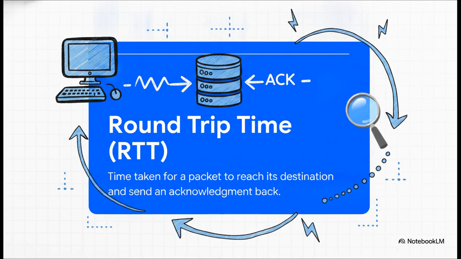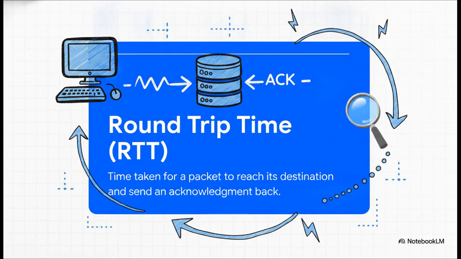But wait, how does the sender actually know how the network is reacting? Well, that brings us to our next crucial concept, RTT, or round-trip time. The RTT is exactly what it sounds like, the duration it takes for that initial data packet to leave the sender, successfully reach its destination, and for the receiver to send an acknowledgement, or an ACK, all the way back.